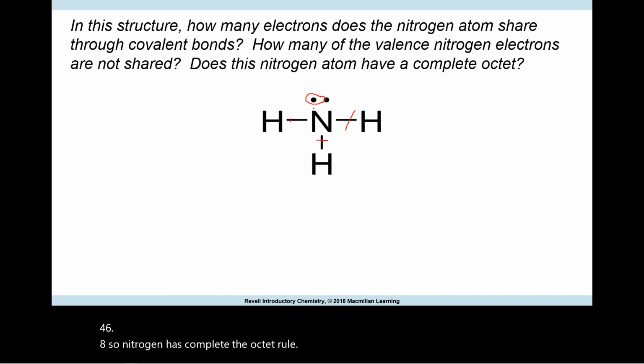How many valence electrons are not shared? So how many valence are not shared? That is 0. They're all shared together. Okay.